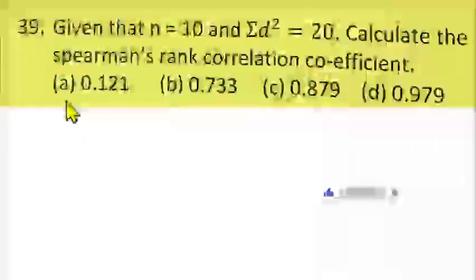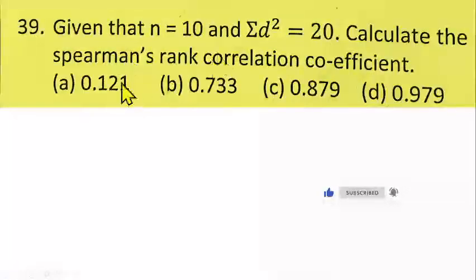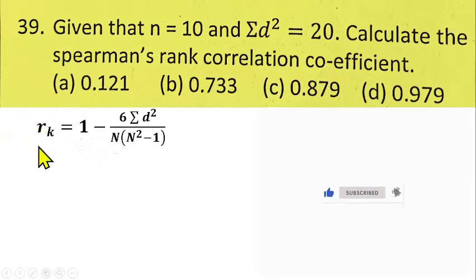Question number 39 is from statistics as well, and that is correlation and regression. You are given that n is 10 and the summation of d square, which is the square of the rank difference, equals 20. Calculate the Spearman rank correlation coefficient. So from the Spearman rank correlation coefficient formula, you have 1 minus 6 multiplied by summation of d square over n into n square minus 1.